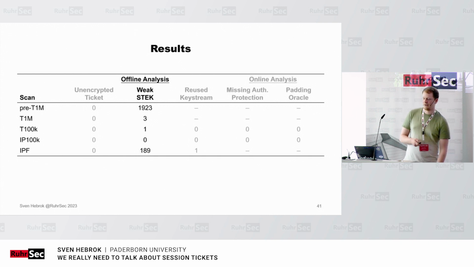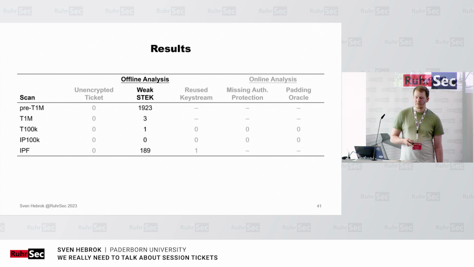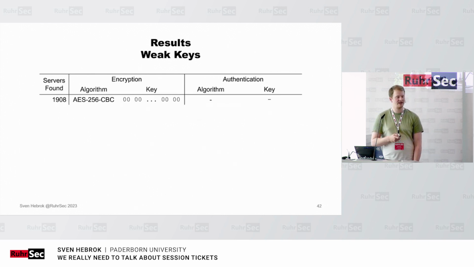And last, for our weak stacks, in the following smaller scans, we found, again, some hosts that we've known from before, from the pre-scans. But in our full IP scan, we found further hosts. And they also had some interesting keys. Before we just found zero keys. There we found more interesting keys. So let's go over those.